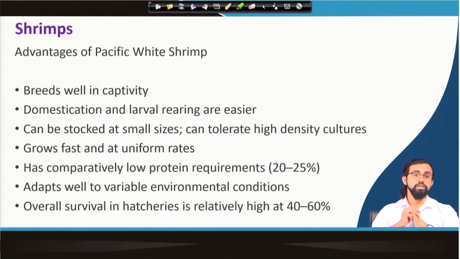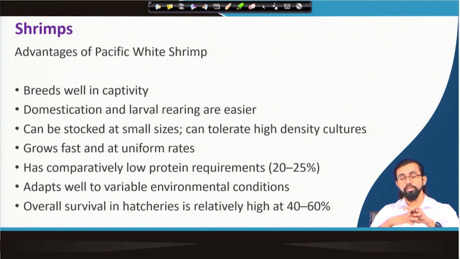The domestication and larval rearing is easier for this species. It can be stocked at small sizes and it can tolerate very high density culture, which gives us a very high economic benefit, right? It grows fast, and it grows at a uniform rate in general. It has a comparatively very low protein requirement in general.